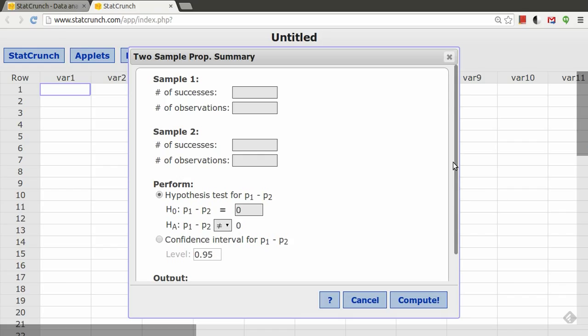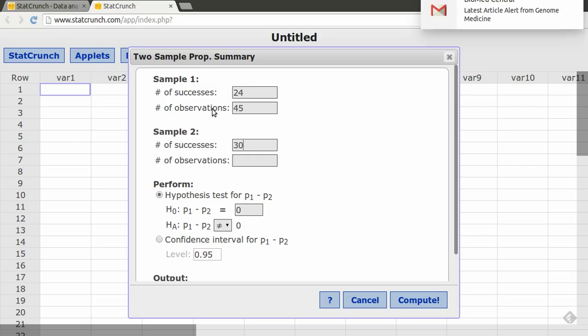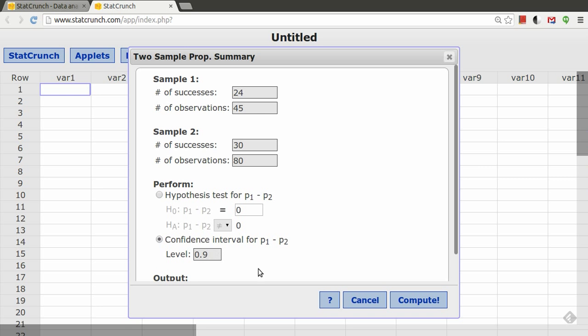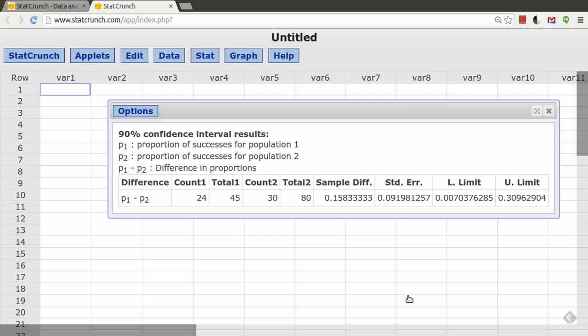All we need to put in now are our number of successes, so in this case 24 out of 45 observations, men gamble, and in this box 30 out of 80, women gamble. Now we're focused for now on the confidence interval, so we wanted to find a 90% confidence interval, so we set our level to 0.9, and we click compute.